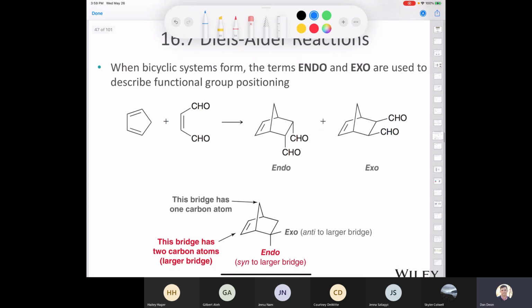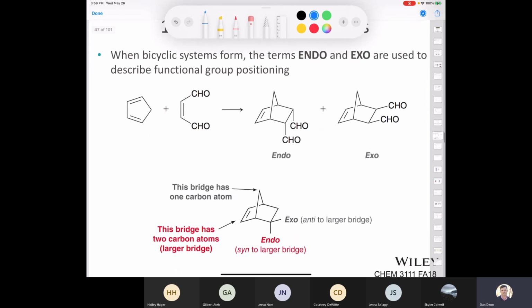All right. So when bicyclic systems form, we use the term endo and exo to describe the functional group positioning. So we have two aldehydes, right? There's one here on this dienophile, and they can react in such a way to form the bicyclic molecule. And again, you can always practice drawing your curved arrows for the Diels-Alder reaction like this. But it can react in such a way that both of those aldehydes are pointing down and the protons are pointing up like this, or you can have both of the aldehydes pointing up and the protons pointing down like this.